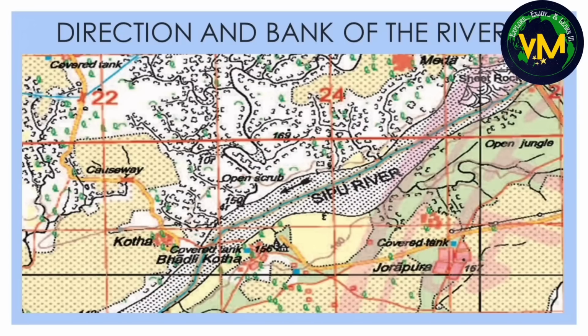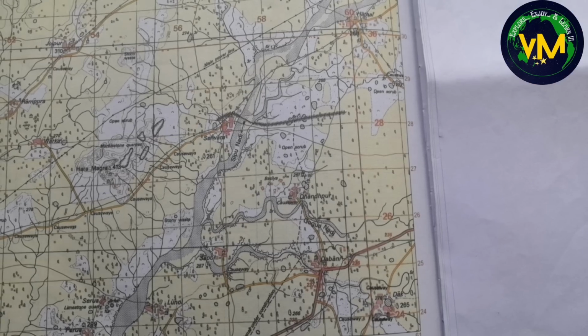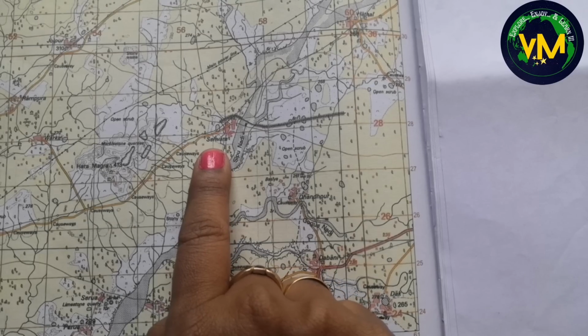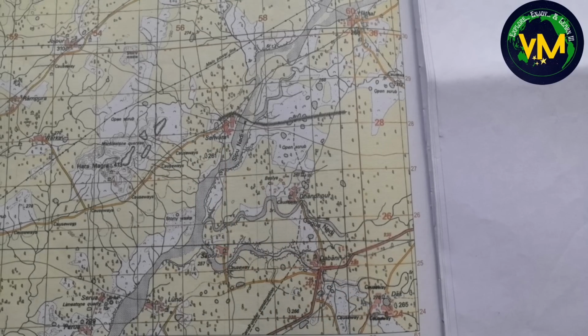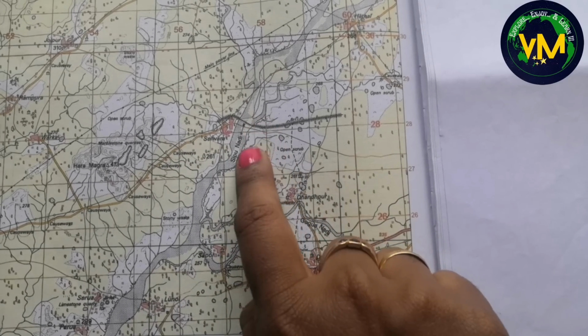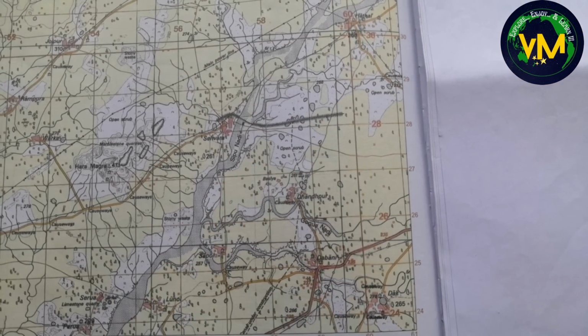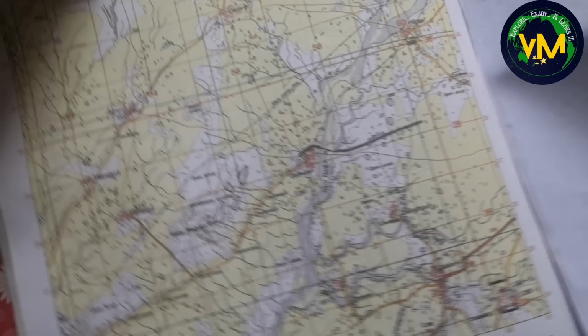Bank of the river. Remember, the river has only 2 banks, either right bank or left bank. So the question is, on which bank of Sipu Nadi is Selvara located? Step 1, look for the direction of the river. We have an arrow here, so we know that the river is flowing from here to here. Now step 2, turn the map. Okay, turn the map.